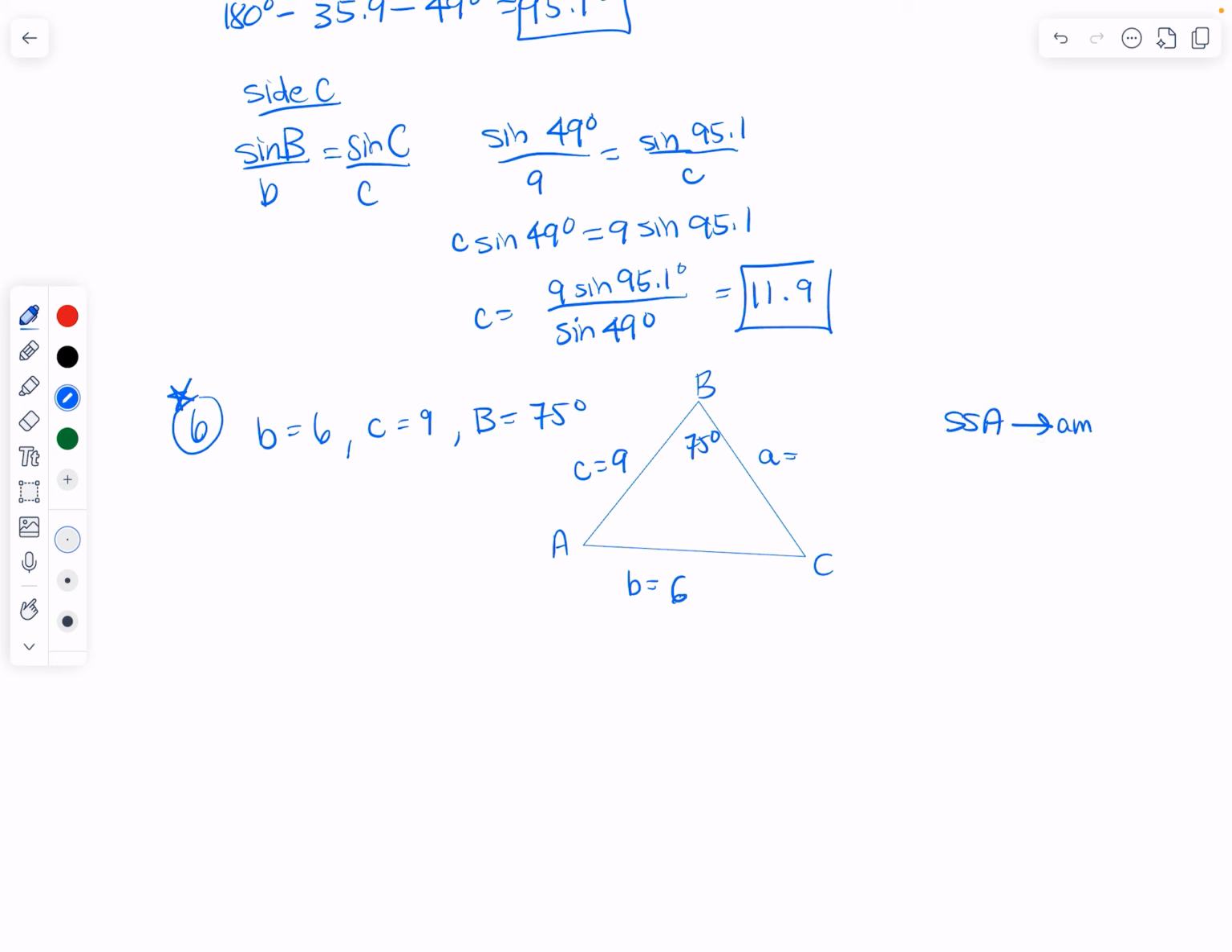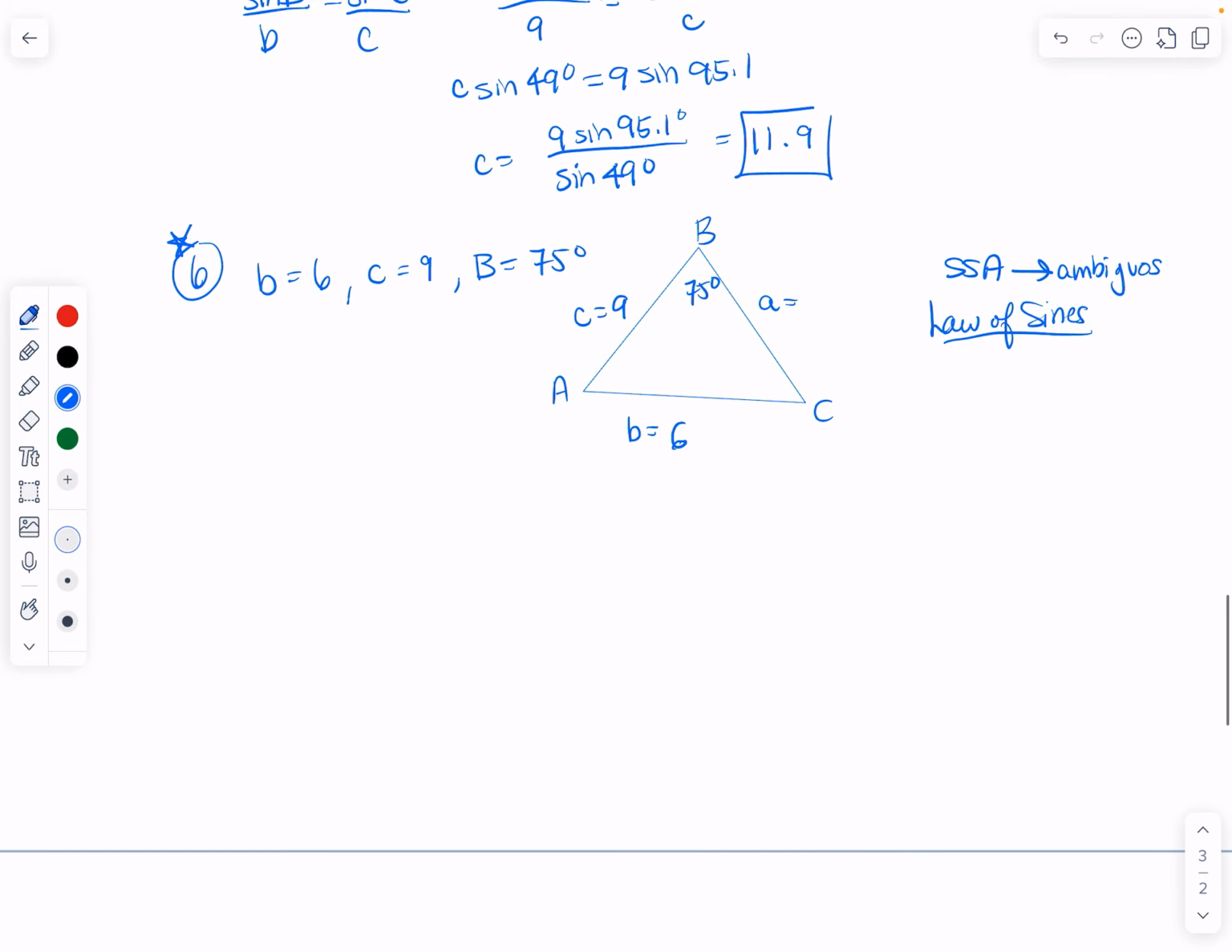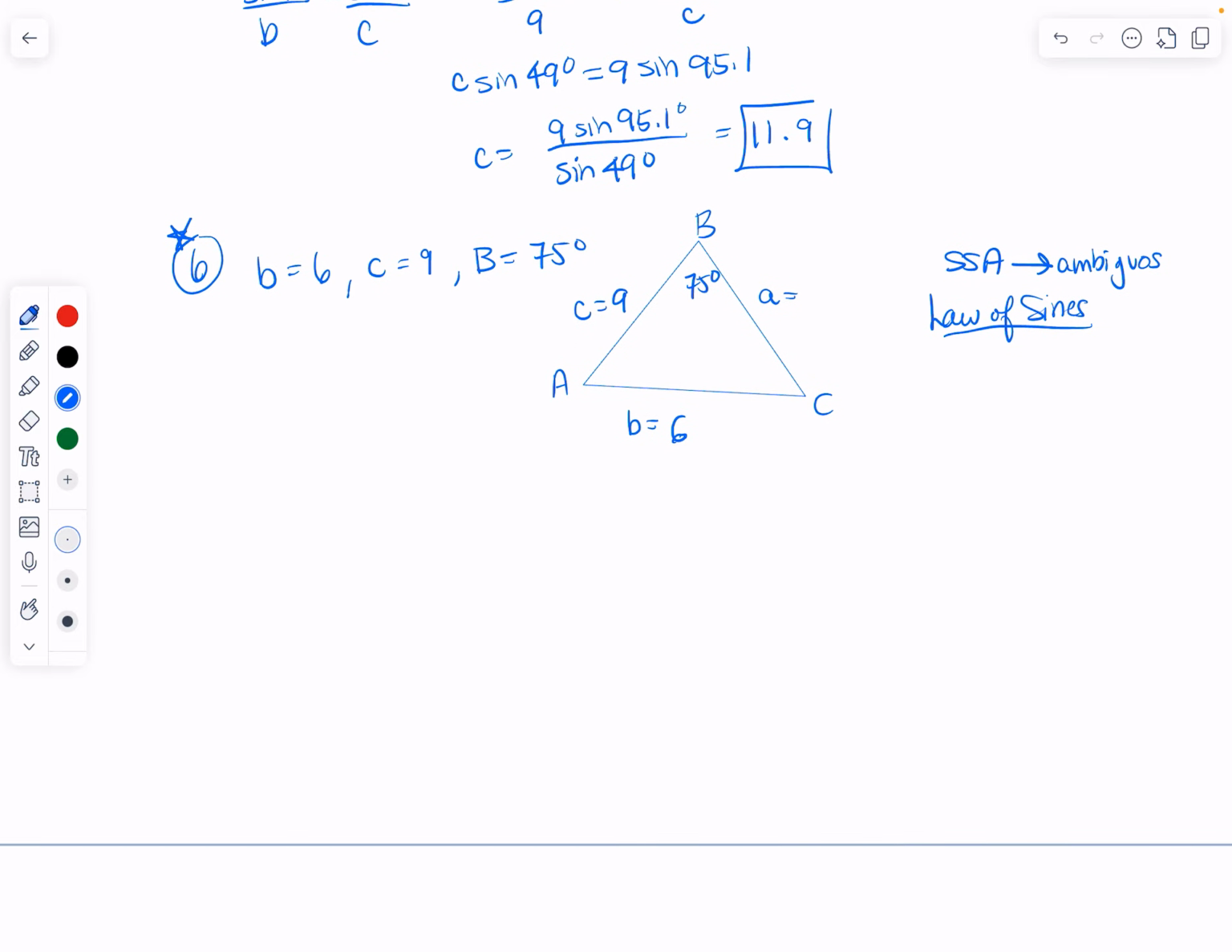Therefore, this is the ambiguous case, which means I don't know if I have one triangle, two triangles, or no triangle. And I'm going to solve this using the law of sines. As I mentioned in the last video, if you saw it, you can use the height to determine if it's one triangle, no triangle, or two triangles, but I prefer to do this. So the law of sines states that sine of angle B over b equals sine of angle A over a equals sine of angle C over c.